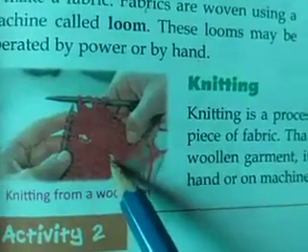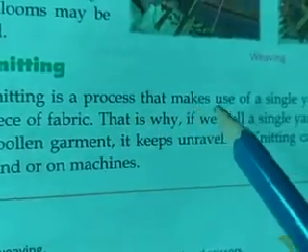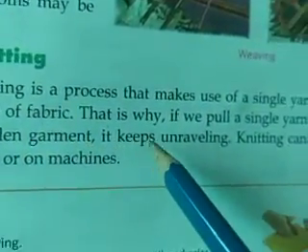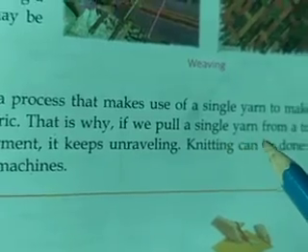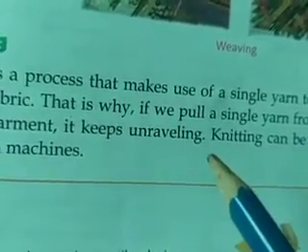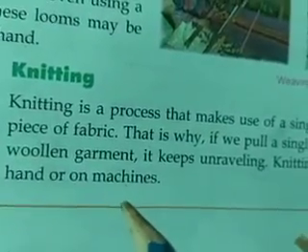Next is knitting. This is knitting with the help of wool. Knitting is a process that makes use of a single yarn to make a piece of fabric. That is why if we pull a single yarn from a torn woolen garment, it keeps unraveling. Knitting can be done by hand or on machines.